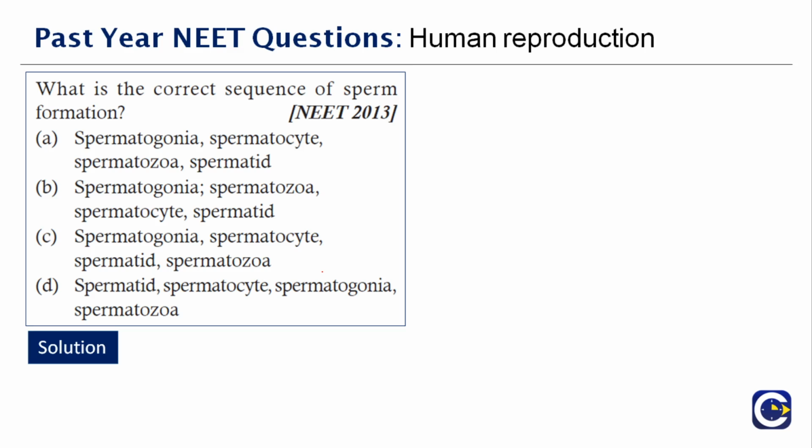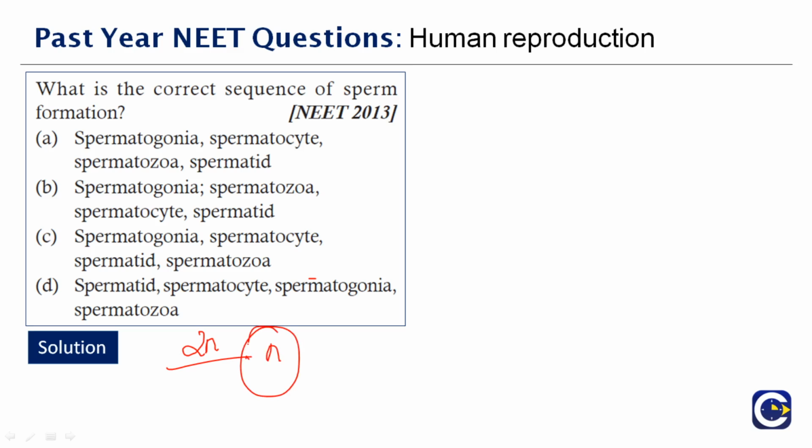Okay, in the testis, the immature male germ cells, the spermatogonia, as I already said, are diploid, so 2n. They multiply by mitotic division and increase in number. Some spermatogonia, known as primary spermatocytes, divide by meiotic division to form secondary spermatocytes, which will be haploid, n.